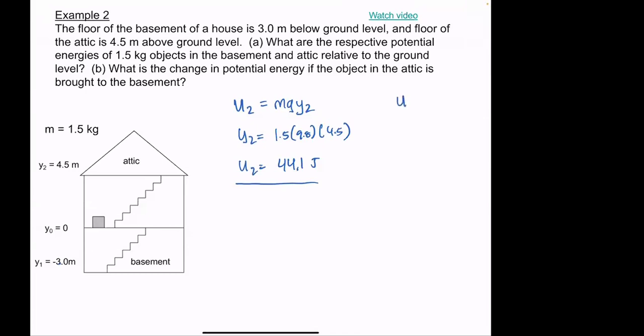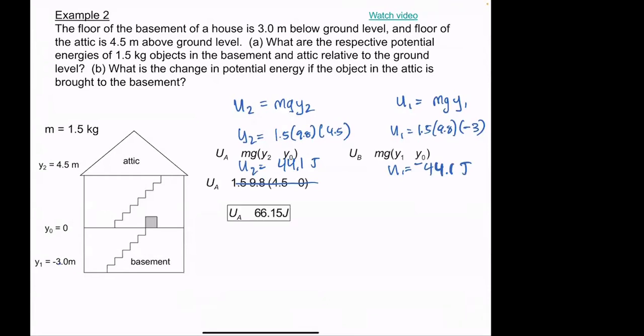Now, U1 is equal to mgy1. U1 equals 1.5 times 9.8 times negative 3. U1 is... oh, is this 44.1? Did I put the wrong values in? Yeah, sorry, this is negative 44.1 joules. That first one.